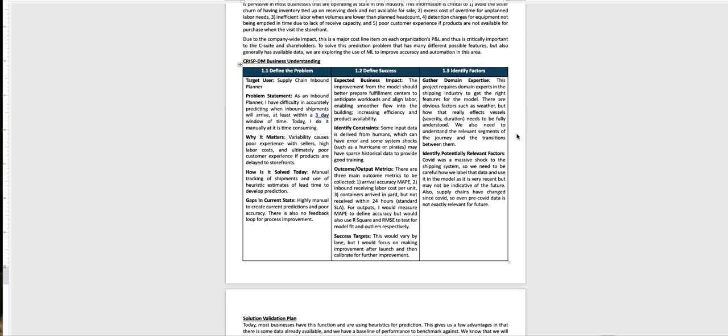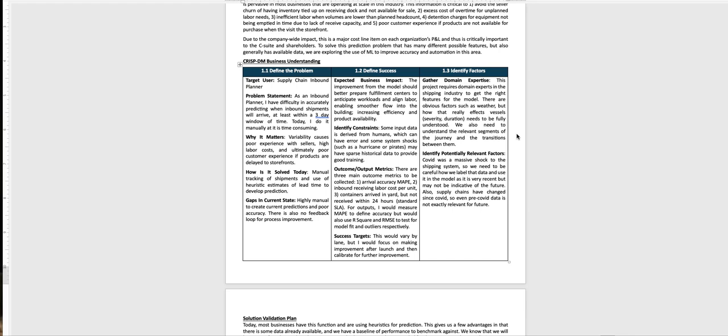This is a prediction problem with many possible features, and it also has generally available data. We're going to explore using machine learning to improve the accuracy and automate this area. Below is the CRISP-DM template that I filled out for this. Again, the problem statement is inbound accuracy. We've already talked about why it matters. Today, users generally use heuristics to come up with these.